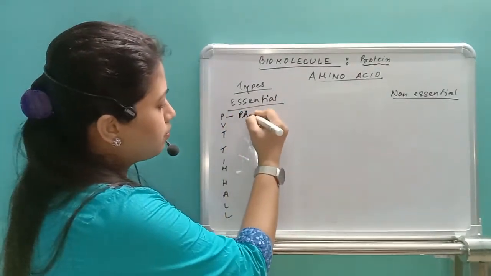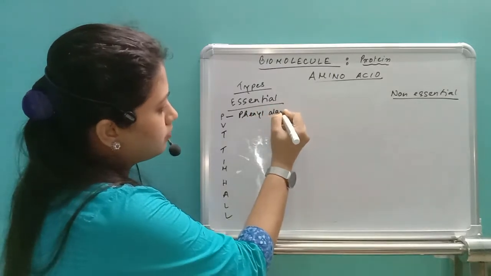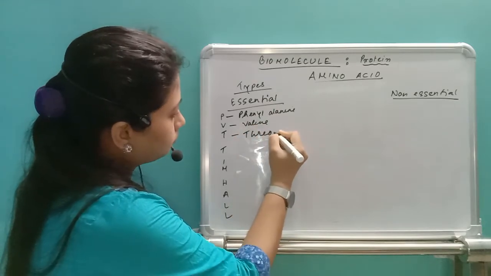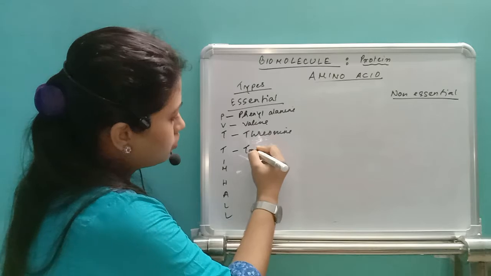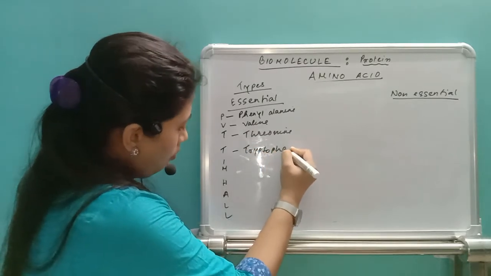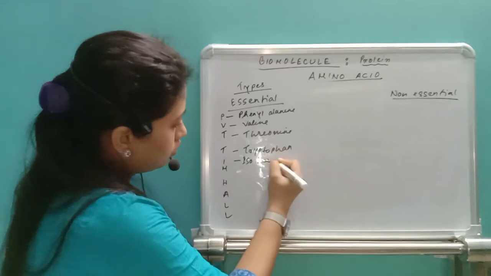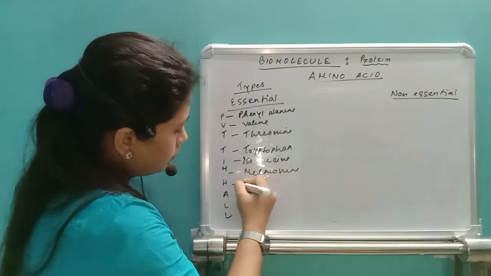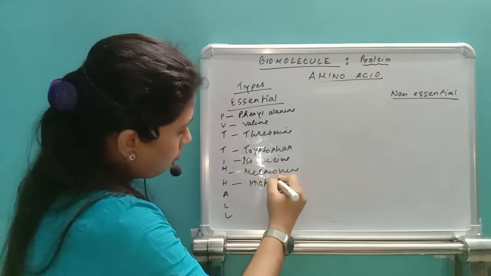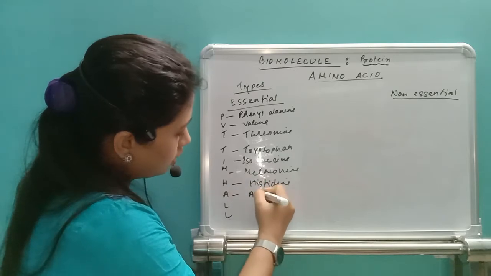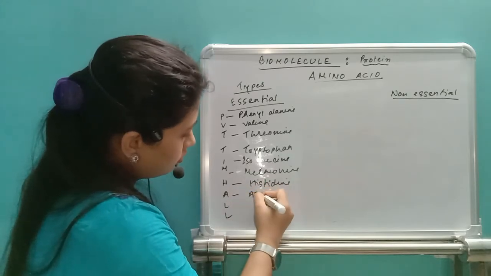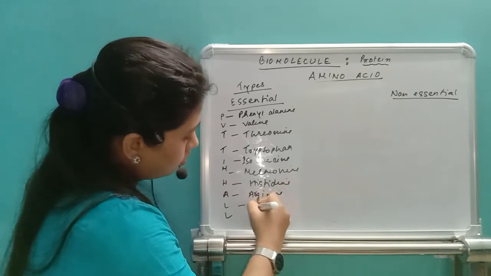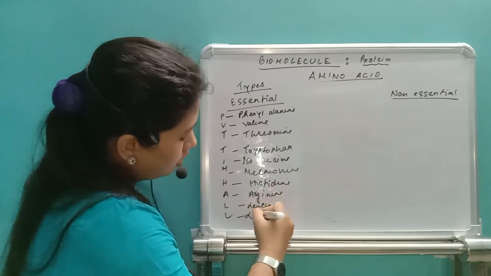First of all, P for phenylalanine. Next one, V for valine, T for threonine, then T for tryptophan, I for isoleucine, M for methionine, next one H for histidine, A for arginine, L for leucine, L for lysine.